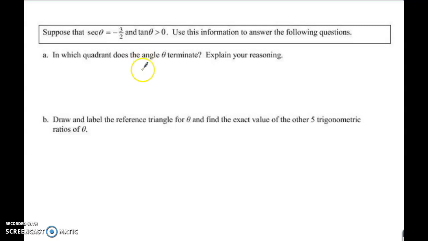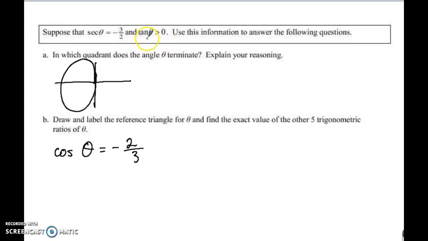Perfect. We're going to keep powering through, and this problem is very similar to the previous one. I would even point out that I would start with part B and find cosine of theta, which is the reciprocal of secant, so negative 2/3. So when I go back to part A, it makes more sense, at least to me, to identify where cosine is negative and tangent is positive.